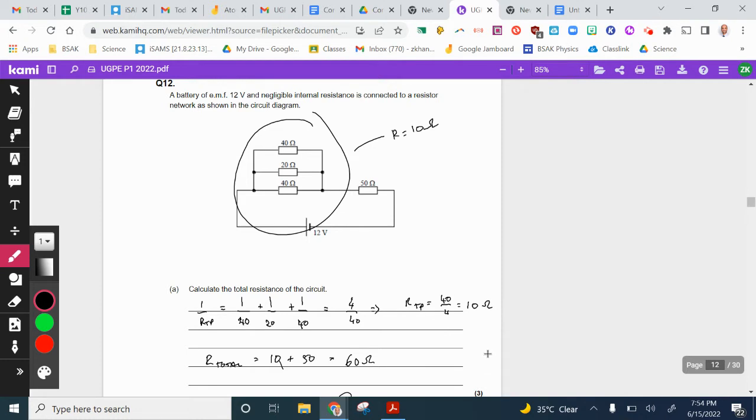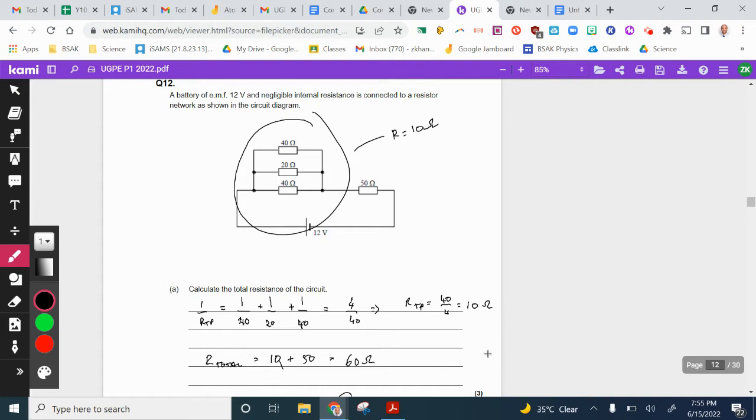First find the total resistance here, which is 1 over 40 plus 1 over 20 plus 1 over 40, and that'll be 1 over the total resistance in parallel, and that ends up as 4 over 40, and we flip that to get the total resistance, 40 over 4, and that's 10 ohms. So these three resistors overall provide a total resistance of 10 ohms.